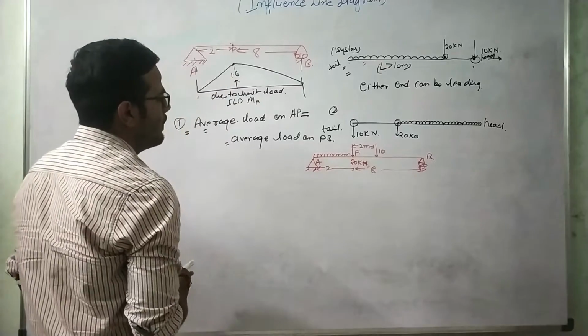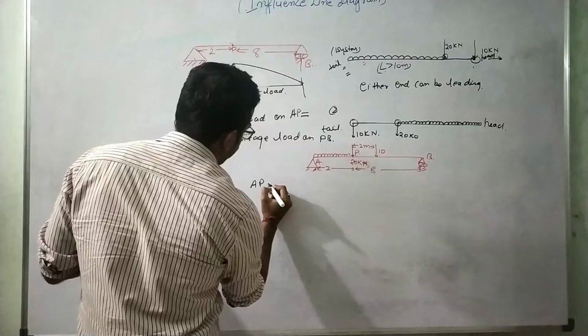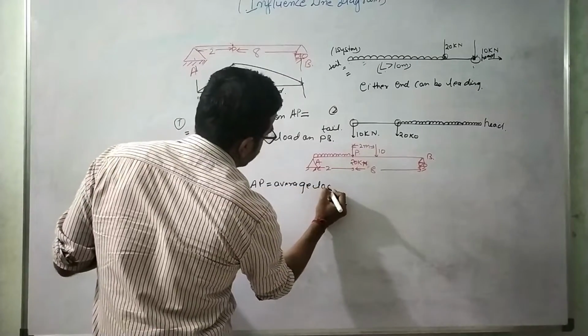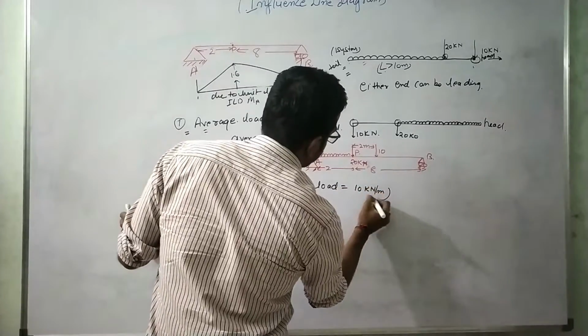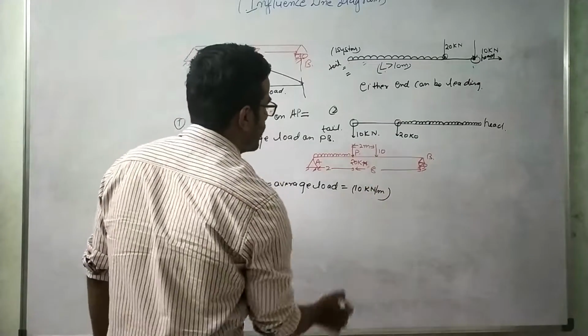On AP I can write the average load on AP. Average load will be equal to 10 kilonewton per meter. So this is the UDL. Average load per unit length is nothing but UDL only. So this is 10 kilonewton per meter.